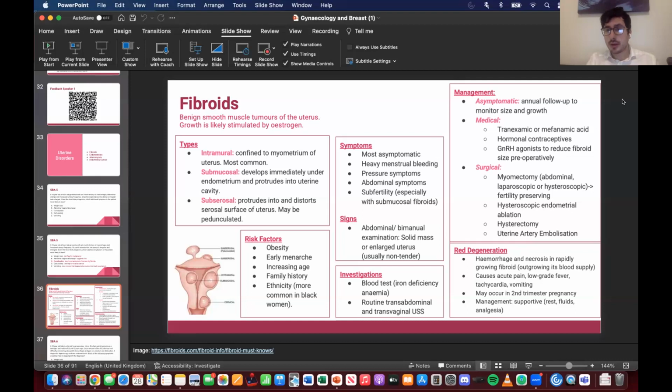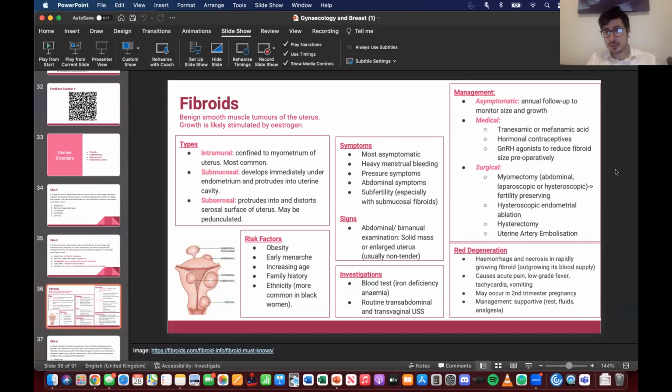When patients don't want an IUS, tranexamic acid can help with the amount of bleeding, and mefenamic acid can help with the abdominal cramps. Otherwise, there are other hormonal contraceptives that can be used, such as the combined pill or a progesterone-only pill.